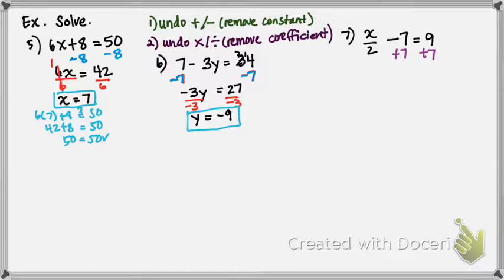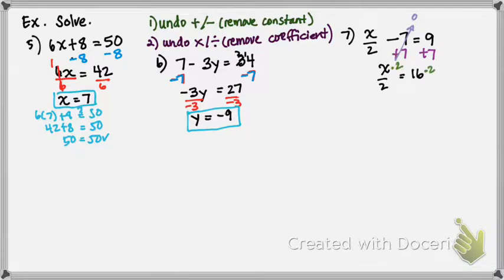Now remember what happens with 7 and negative 7, we get 0. So that's going to leave me x over 2 equals 16. But it's not x over 2, it's x divided by 2. So the inverse of dividing is multiplying. So we're going to go ahead and multiply by 2 on both sides.